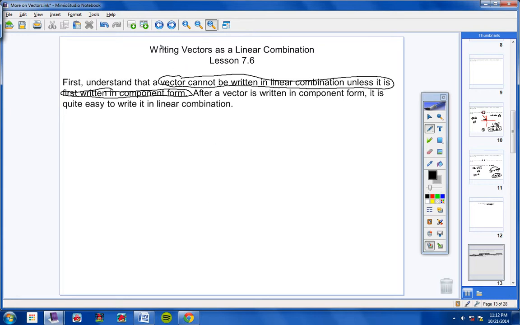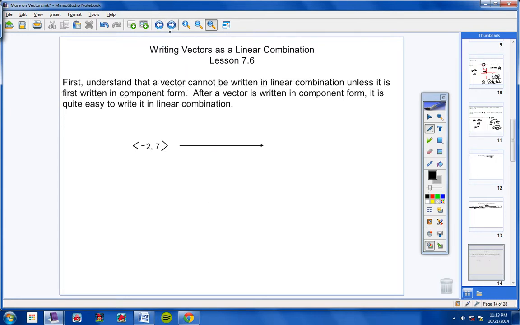So here we go. Let's start off with an example here. I want you to take this vector and I want you to write it as a linear combination. This is really, really easy to do. Okay, so here we go. You ready for this?